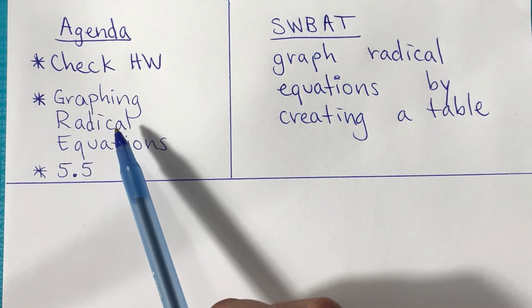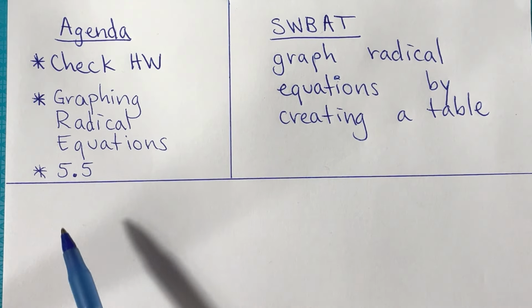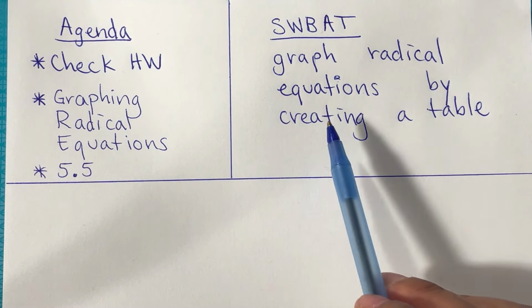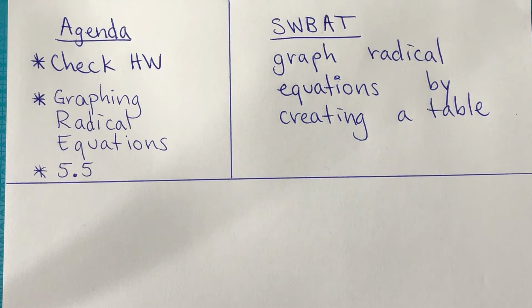Students, today's agenda is to check homework. We'll be graphing radical equations and you will be able to do 5.5. Today's students will be able to graph radical equations by creating a table.